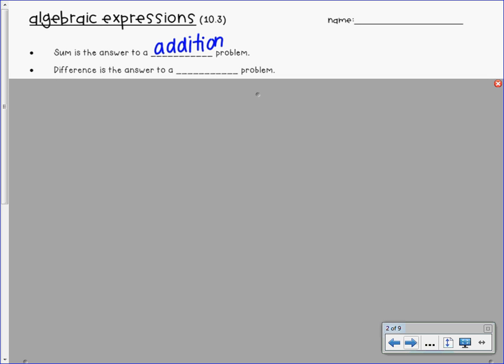How about if I ask, what is the difference in this problem? You know you're going to be doing what? Subtracting, or a subtraction problem.